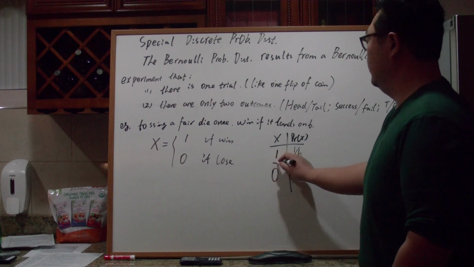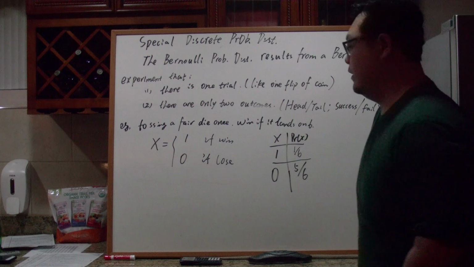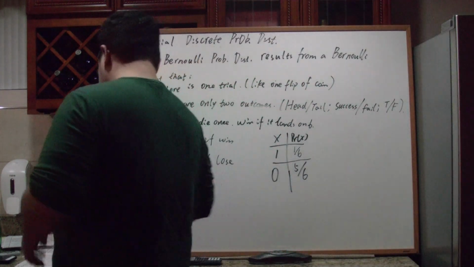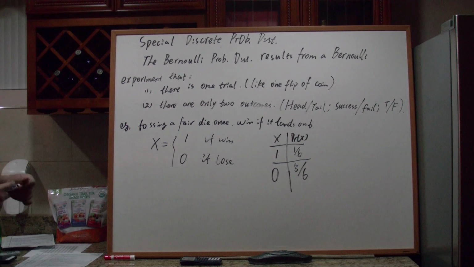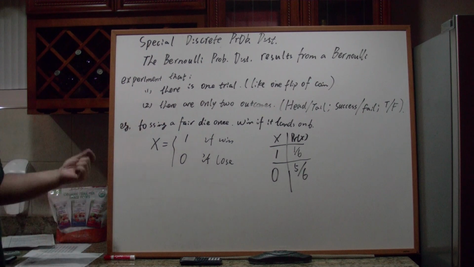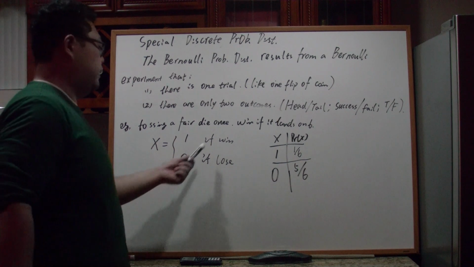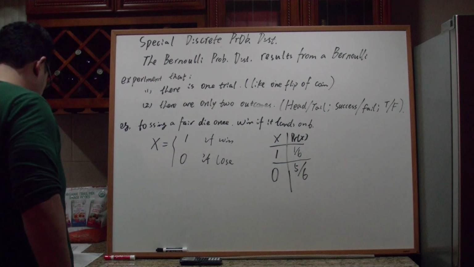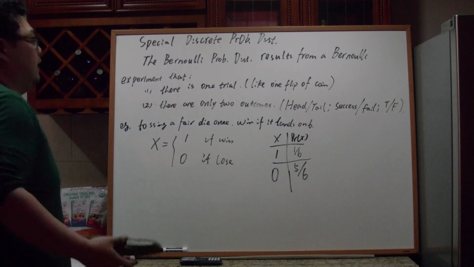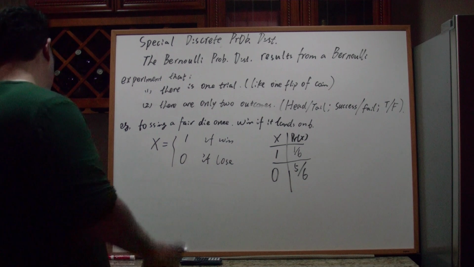That is the Bernoulli probability distribution, in which we have one trial of the experiment and 2 outcomes, either success or failure, right? Either win or lose or something else. Right, that is the Bernoulli probability distribution.